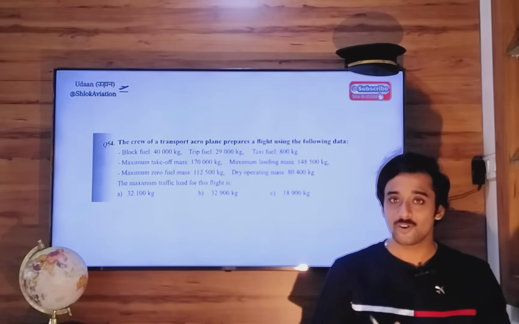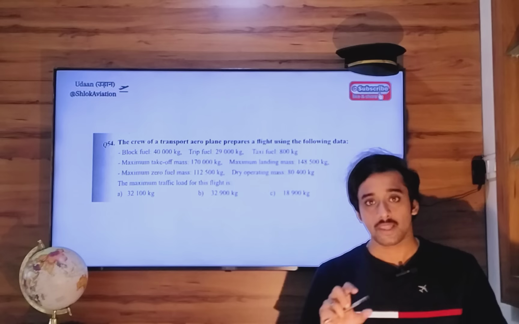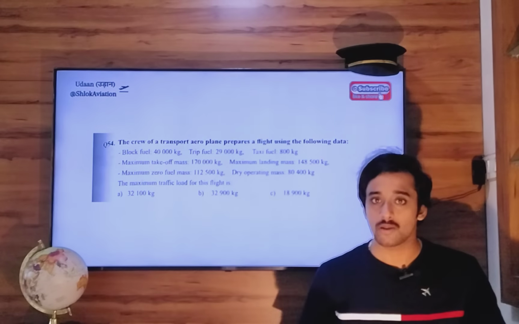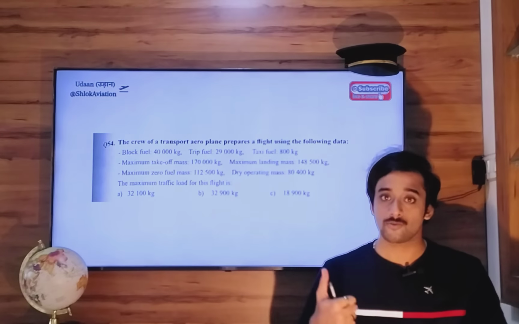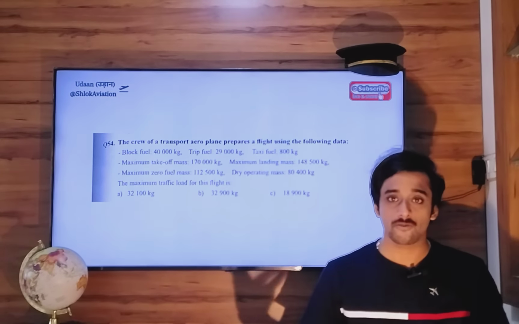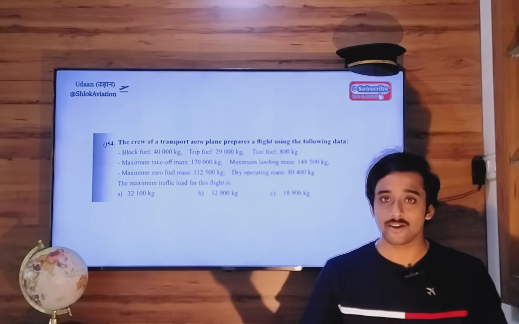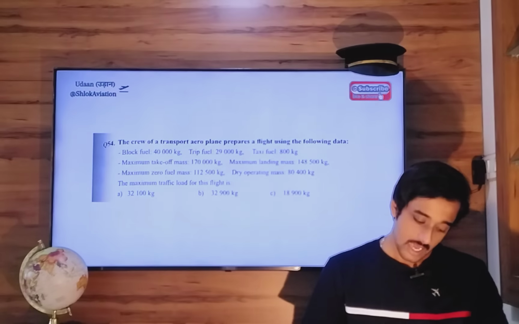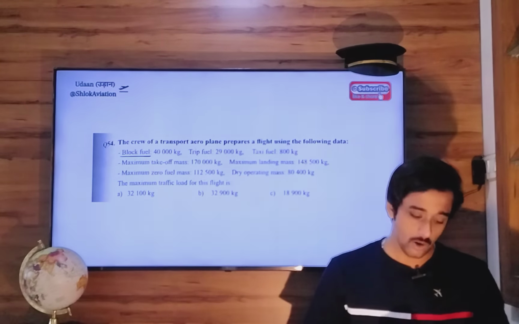Next, the crew of a transport airplane prepares a flight using this data. Block fuel. Block fuel means ramp fuel. When your aircraft is positioned or parked at the ramp, all the fuel in its fuel tanks will be called ramp fuel or block fuel. And this ramp fuel will be inclusive of engine startup fuel, run-up fuel, taxi fuel, takeoff fuel. Takeoff fuel is nothing but your trip fuel, alternate fuel, reserve fuel, contingency fuel, right? So it's the total fuel at the beginning of your flight.